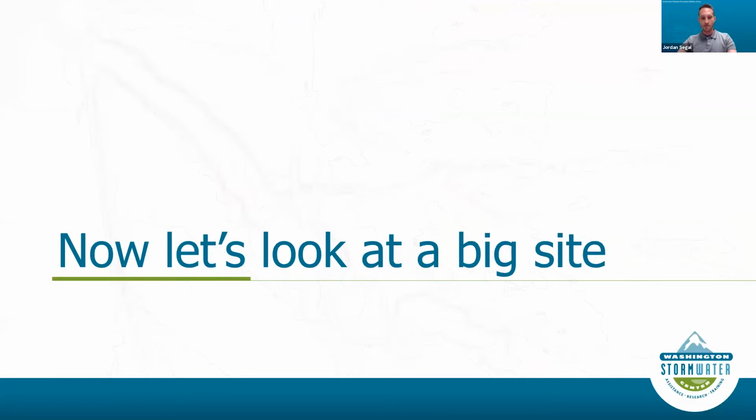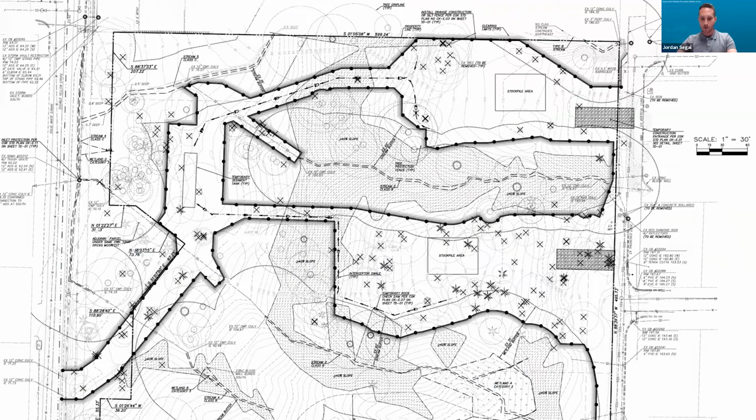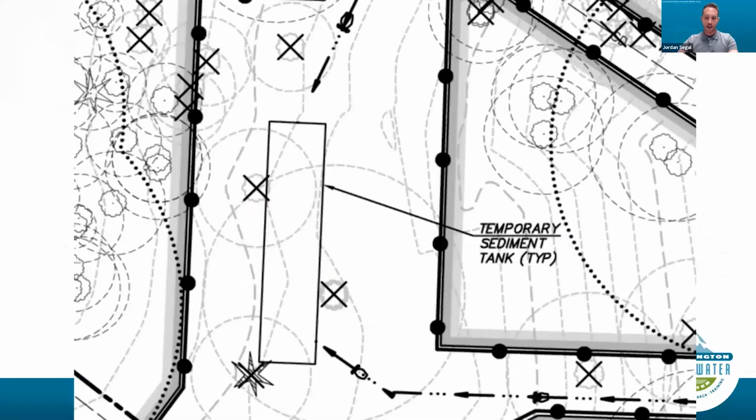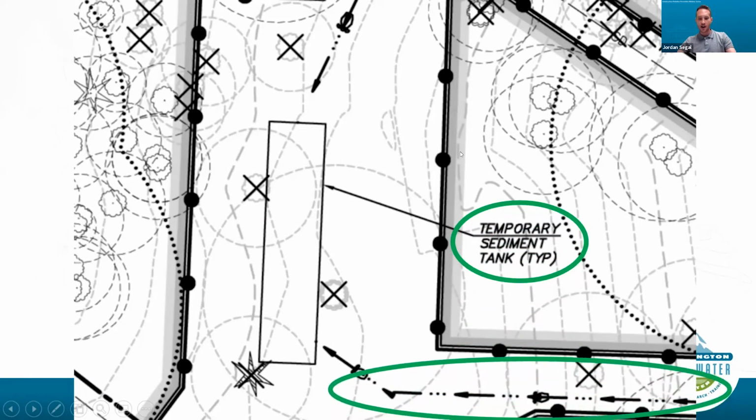Let's look at a quick big site. That was also a really cool project to work on. They had some good elements. Let's zoom in on the sediment tank here. They have an interceptor swale down at the bottom and a tank, but immediately, that's good. Check that off. Check that off. I understand where the runoff's going, but I'm looking downstream and I don't know where that water is disappearing. Maybe it's evaporating. I highly doubt it. So, where's that water going?